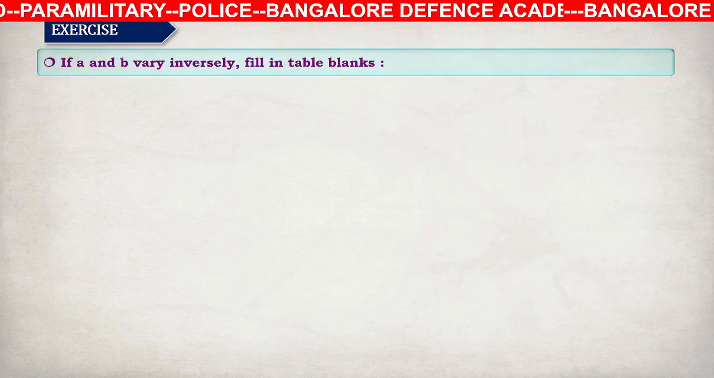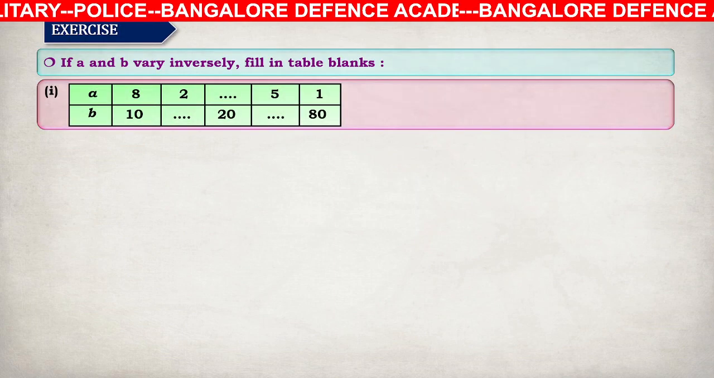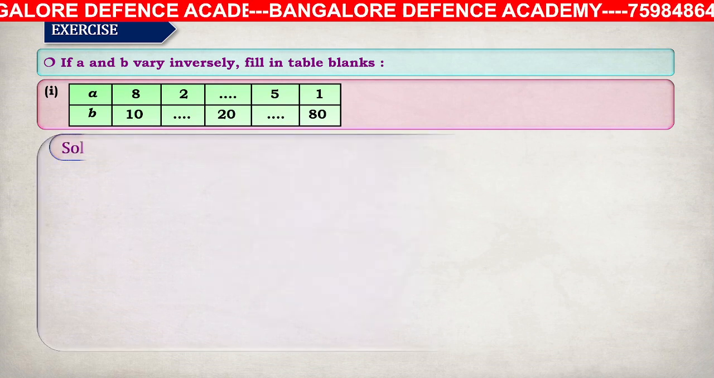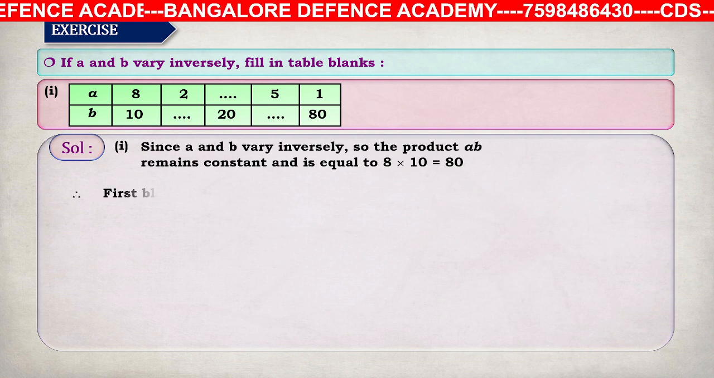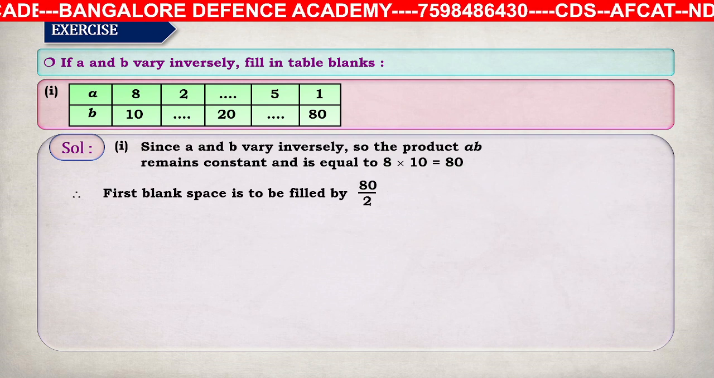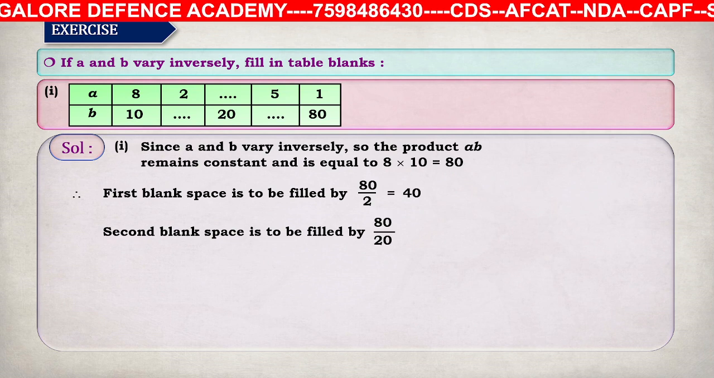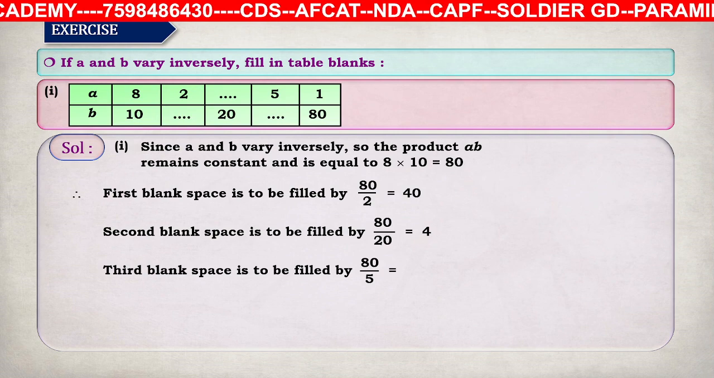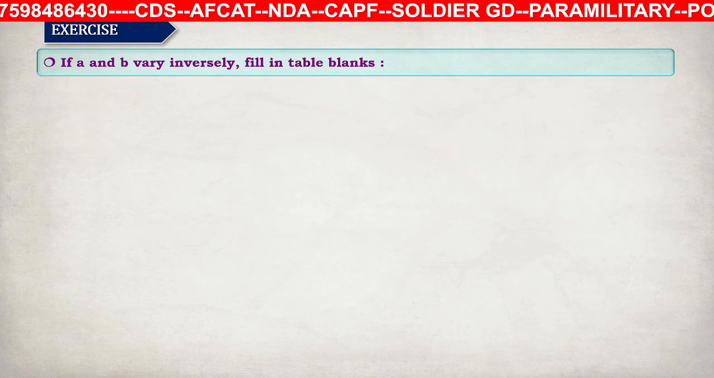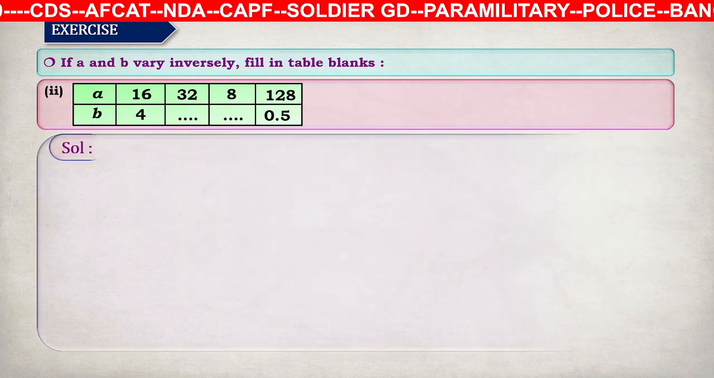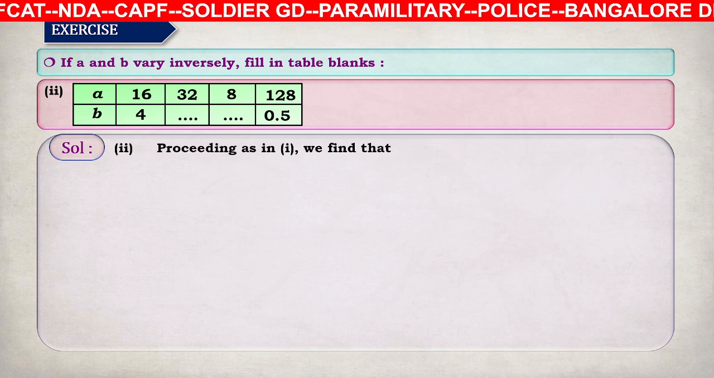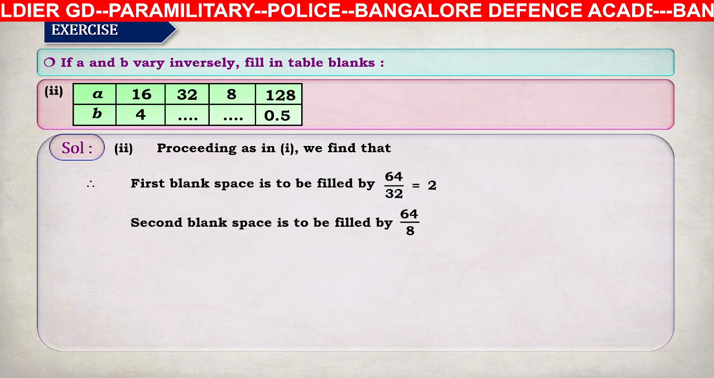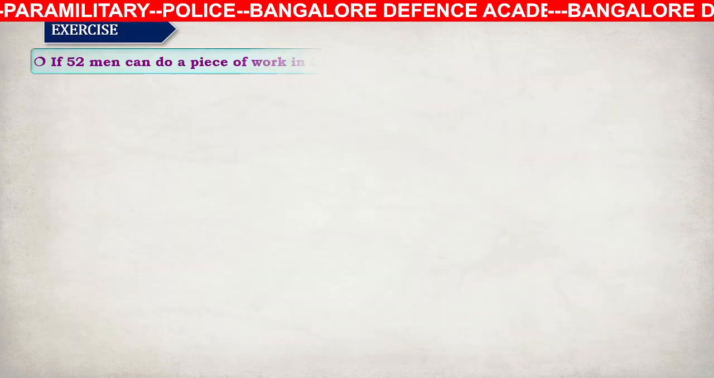Next, if a and b vary inversely, fill in the blanks. So here they are going to inversely vary. That means if one quantity is decreasing, the other quantity will increase. So the first quantity is 8 by 10. So 8 into 10 is 80. So now 8 by 20 is equal to 40. So the next value will be 40. The next value will be 4. I'm just going to divide it. Okay, and finally I get the answer. Okay, it's so easy. Next, if a and b vary inversely, fill in the blanks. Same thing you are going to do. You are going to take the product and find the answer.